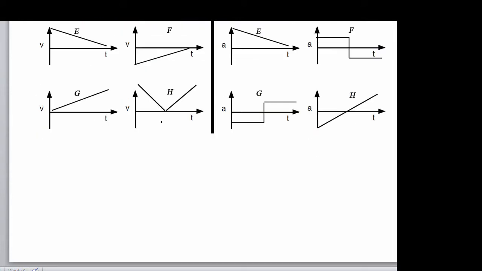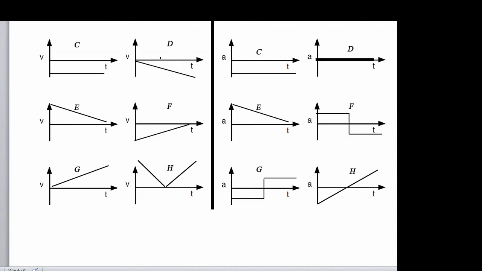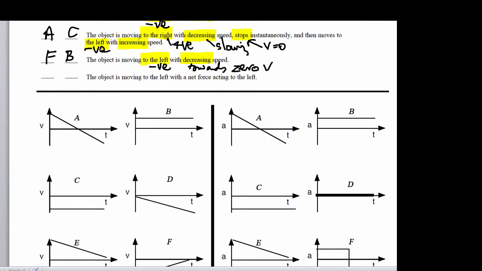Okay, and Derek, could you tell me what the acceleration time graph looks like for that? Yeah, why? Constant slope. Right, constant positive slope. So it has to be a constant positive acceleration. So it's B. All right, next one. Objects moving to the left with a net force acting to the left.